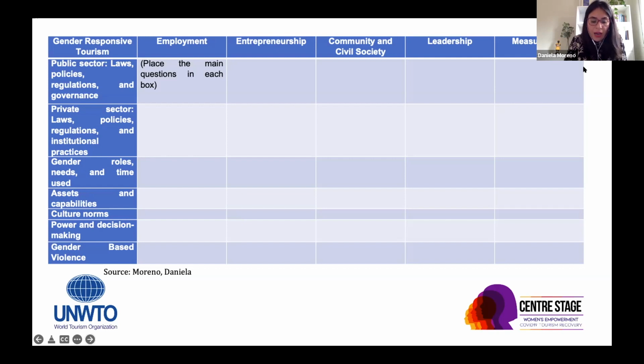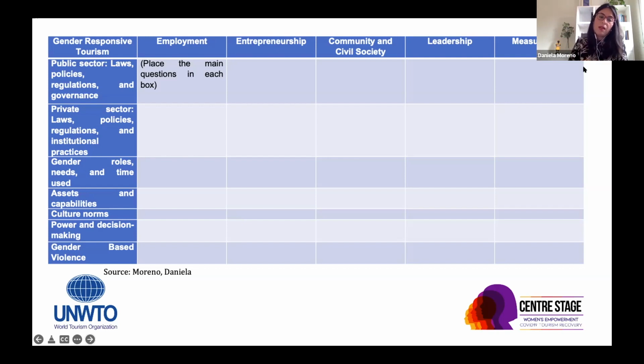Then we have cultural norms. And this is about, for example, how important the law is in order to reduce gender harmful cultural norms, right? So we have to think about this as well. Then we have power and decision making. This is about leadership. And then we have gender-based violence.